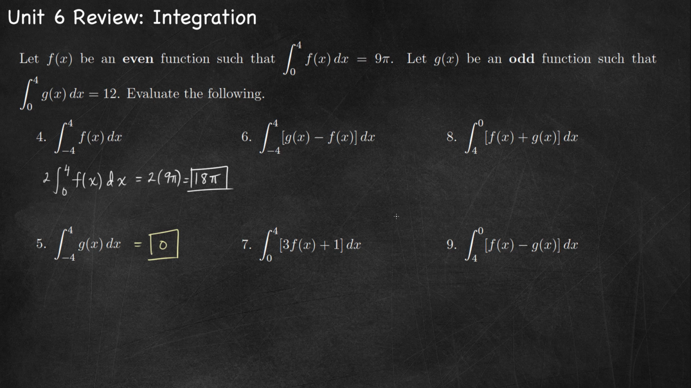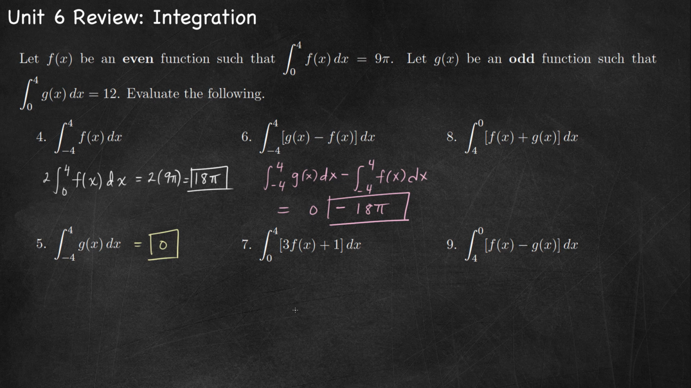Number 6, we want the integral of g minus f from negative 4 to 4. So we can separate this into two integrals. So we have the integral from negative 4 to 4 of g of x dx, minus the integral from negative 4 to 4 of f of x dx. And we know the integral of g from negative 4 to 4 is 0, minus the integral of f from negative 4 to 4, which is 18 pi. 0 minus 18 pi, or just negative 18 pi.